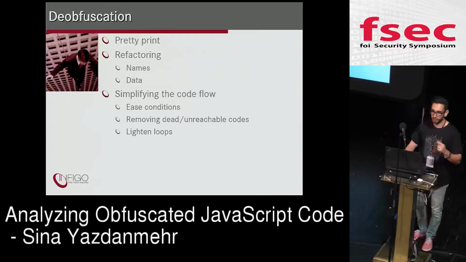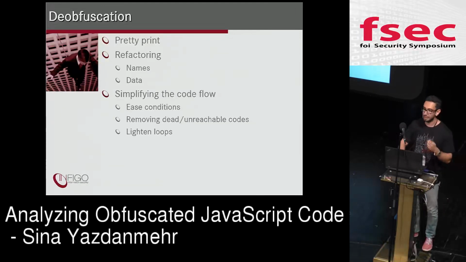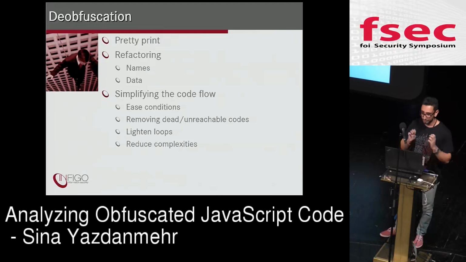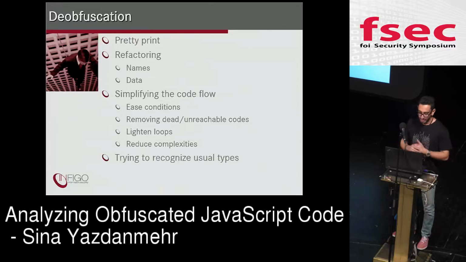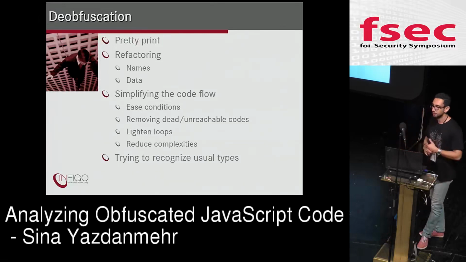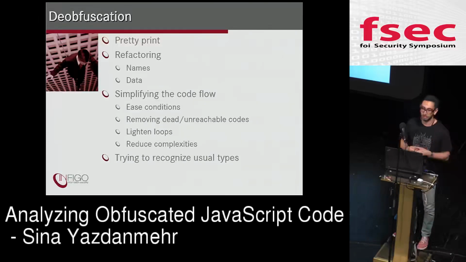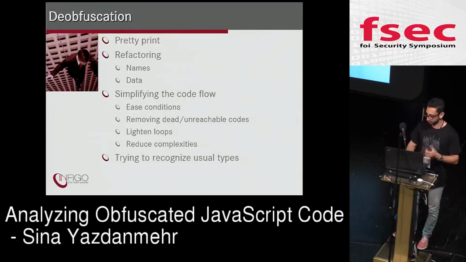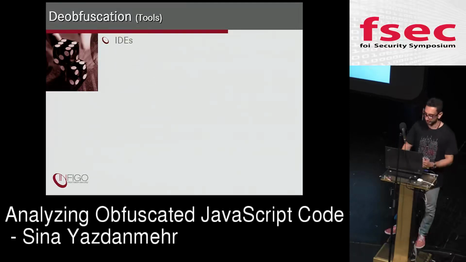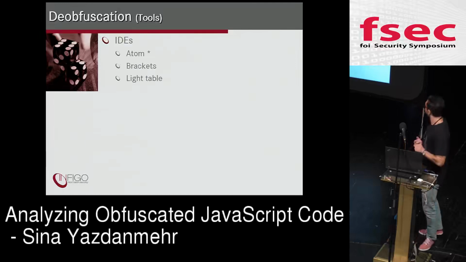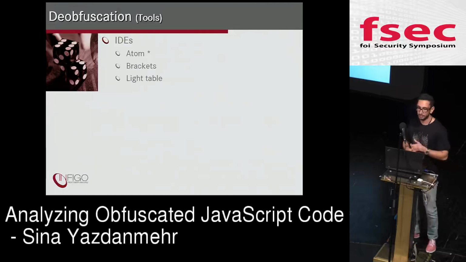Then lighten the loops. As we saw, loops can be abused in order to make the code longer and longer. Then reduce any complexities in each part of code, in each condition. And try to recognize the common types. If you know the common types, you know the obfuscation approach, and you won't spend more time on that. For deobfuscating tools, you need a powerful IDE. Atom, Brackets, and Lightable are approximately the same in structure, features, and abilities.